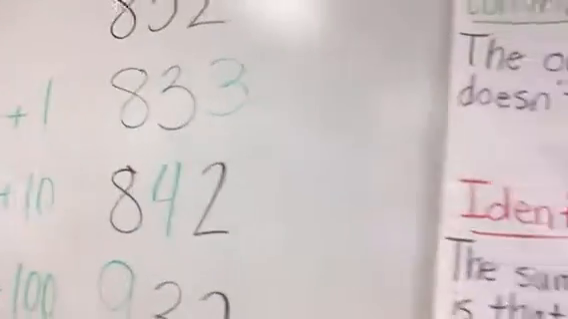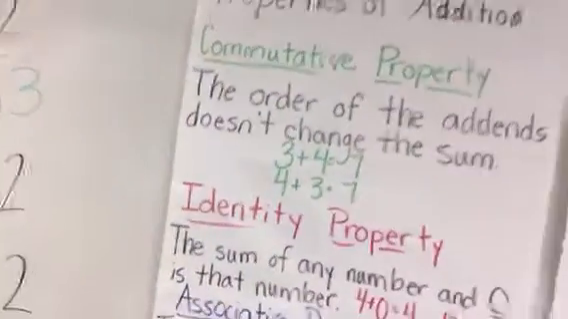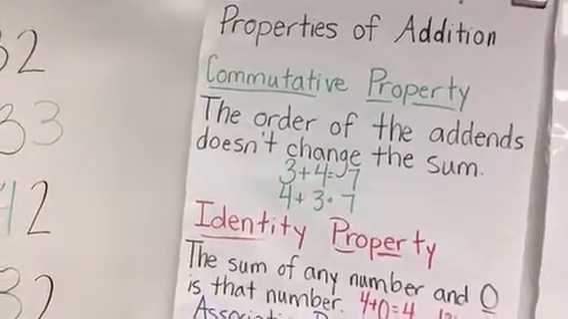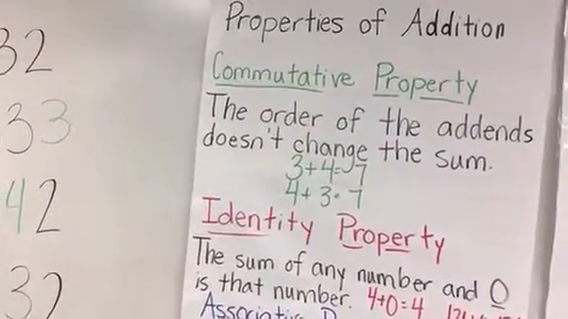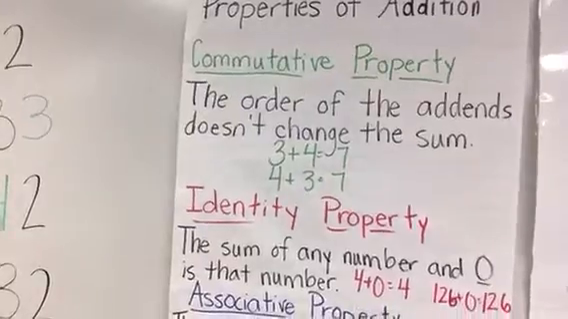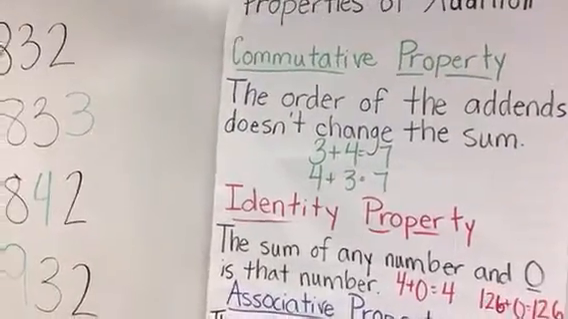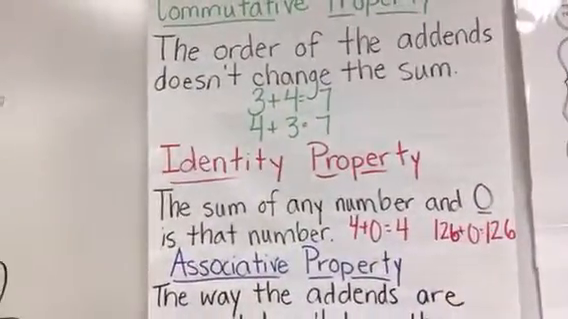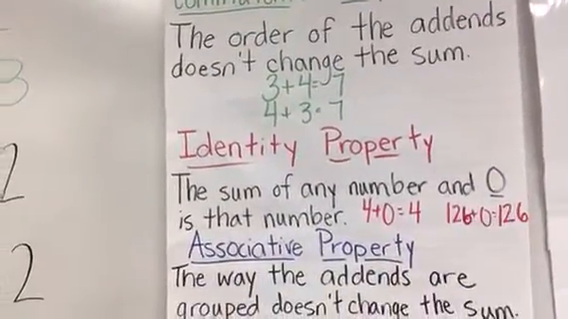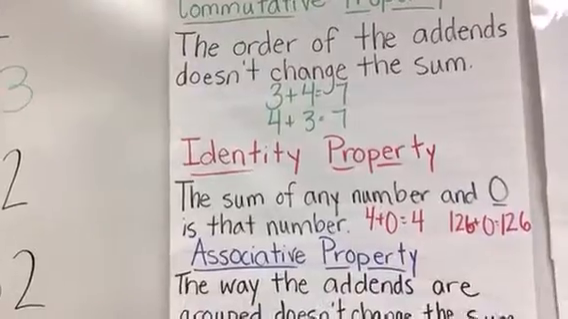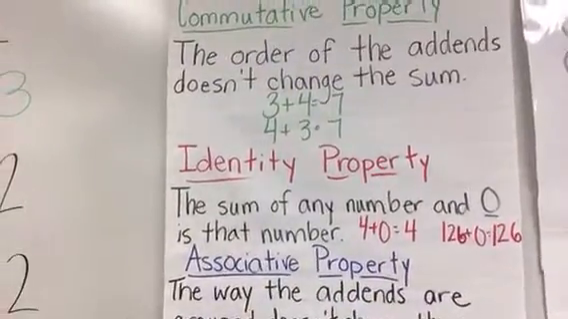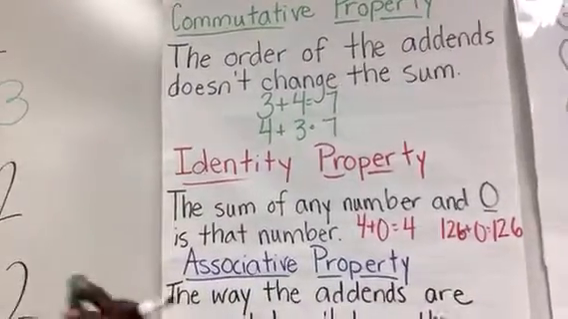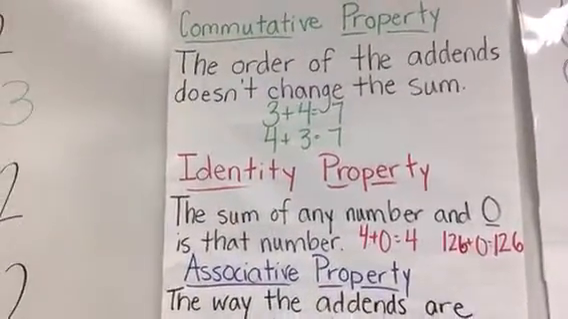Now, let me sneak over here because I really want to review the properties of addition. Remember, there are 3. The commutative property says that the order of the add-ins does not change the sum. I can say 3 plus 4, or I can say 4 plus 3. The identity property says that the sum of any number added to 0 is simply that number. So 4 plus 0 is 4, 12 plus 0 is 12, 126 plus 0 is 126, 1 million plus 0 is 1 million.